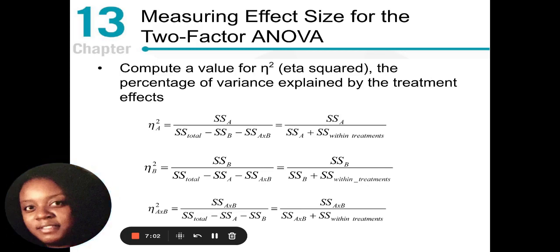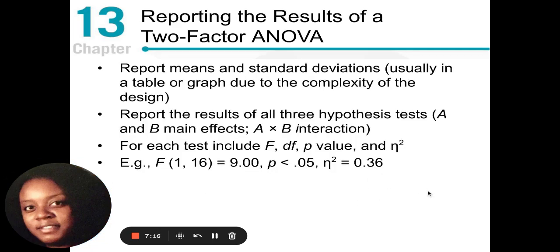For the effect size for the two-factor ANOVA, we first compute a value for eta squared, the percentage of variance that's explained by the treatment effects. The reported means and standard deviations are usually in a table or graph. Due to the complexity, you report the results of all three hypothesis tests. And for each test, you include the capital F, the degrees of freedom, the p-value, and eta squared.